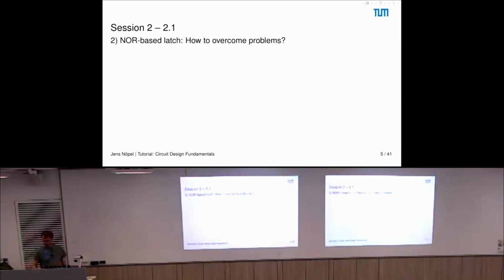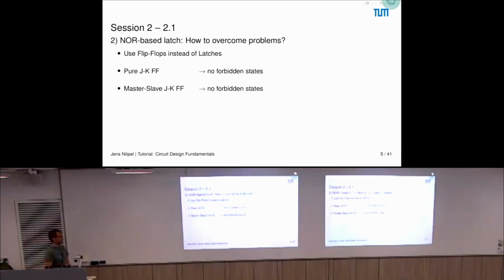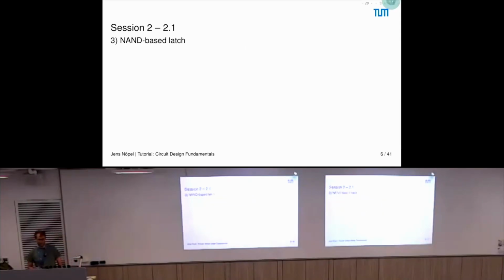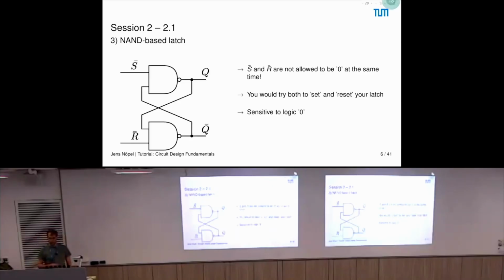How can we overcome those problems? So instead of latches, we use flip-flops. There, for example, we could use a pulse JK flip-flop or a master-slave JK flip-flop, which both don't have forbidden states. Then there's also another possibility to build a latch, not only on NOR gates, but also using NAND gates, which makes one big difference, which is the sensitivity. Instead of set and reset being sensitive to 1, set and reset are sensitive to logic level 0.